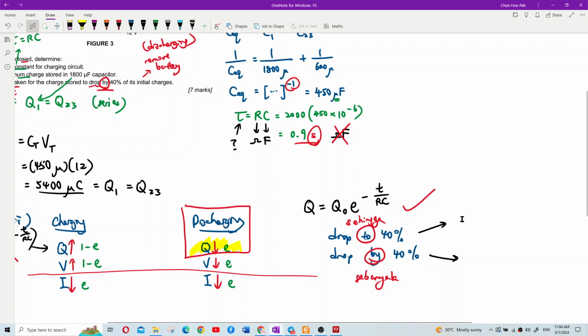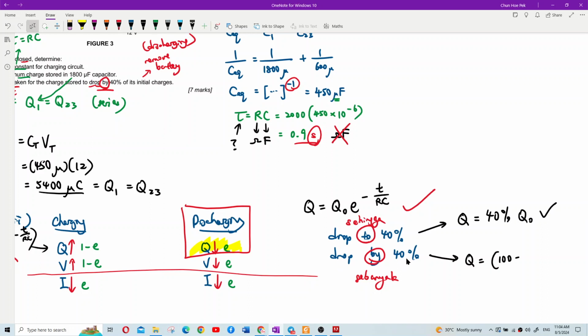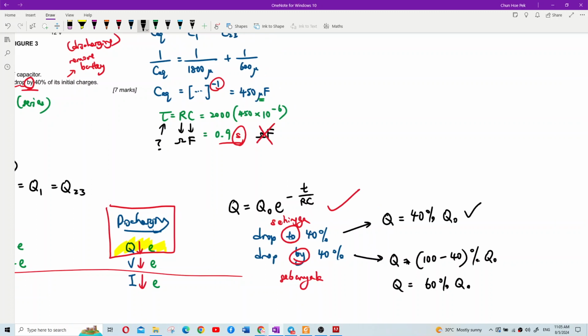Kalau menurun sehingga itu, maksudnya final Q ialah 40% of Q naught. Ini betul lah. Tapi kalau menurun sebanyak, drop by 40%, means what? Mean is 100 minus 40. Masih tinggal berapa? Sebab menurun sebanyak 40%. Masih tinggal berapa? 60%.